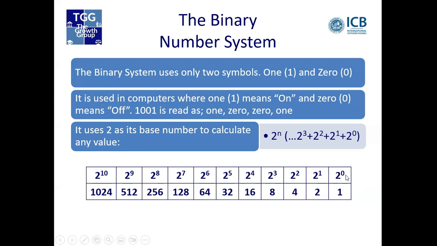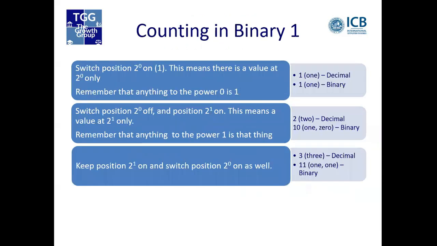So 2 to the power 0, anything to the power 0, you already know is 1. Anything to the power 1 is the thing itself. So 2 to the power 0 is 1, 2 to the power 1 is 2, and then 2 squared is 4, 2 cubed is 8, and it continues, it doubles every time we go to the left. Now keep this in mind because you're going to need to remember this when we convert decimal numbers to binary numbers and binary numbers to decimal numbers.